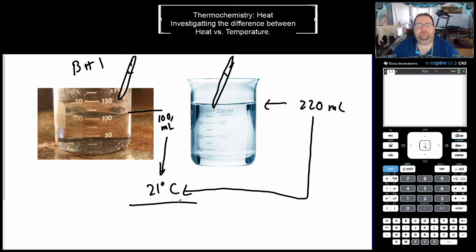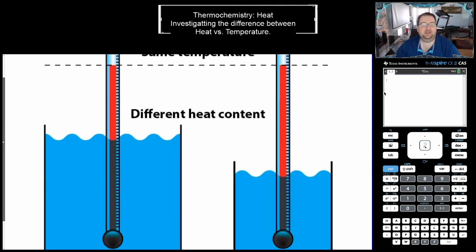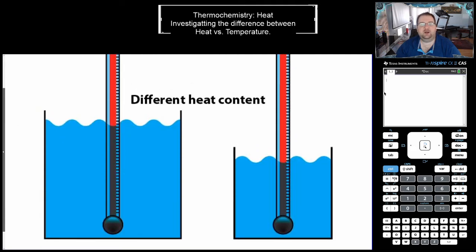Here's my question to you. Do both beakers have the same amount of heat? We know that they're the same temperature. Do they have the same amount of heat? And the answer is no. They do not have the same amount of heat. Even though these beakers, so here's my 200 milliliter beaker, and here's my 100 milliliter beaker, even though they're at the same temperature, they're room temperature, they have different amounts of heat content.